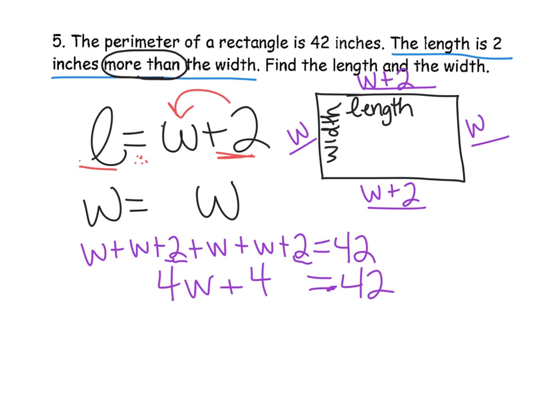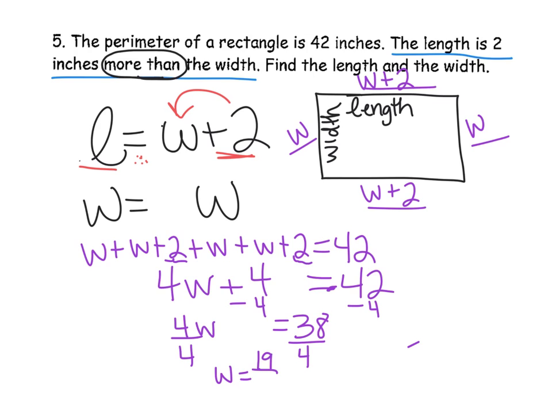Next step. Tell me what to do. Subtract 4 both sides. 4W equals 38. And then what? Divide by 4. Perfect. My width is 38 over 4. Okay, let's reduce that for sure. What do I get? 19, yeah.